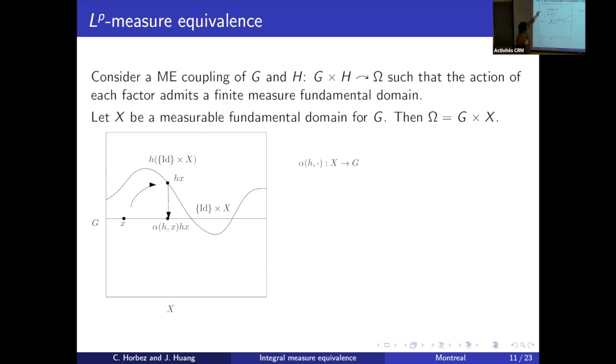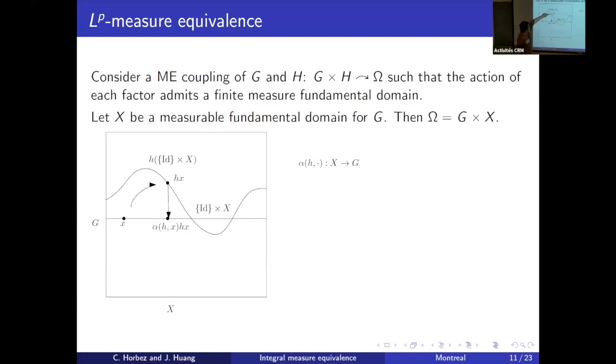So I can try to measure how far this graph deviates from the section I started with. I'm going to define a map called a cocycle. It depends on two arguments, H and X. How do I define alpha of H, X? I start with X, a point in big X, and apply my action of some element H. It sends X to some point in this graph. Then the definition of alpha H, X is the element in G which brings this HX back to its fundamental domain. It's this vertical difference.